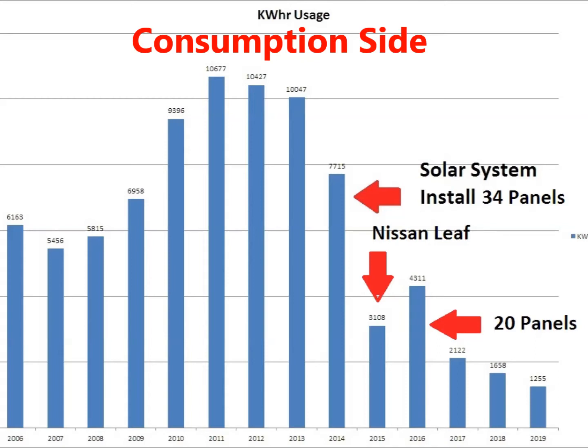In 2014, you can see, I put on a solar system of 34 panels, about the middle of 2014, and my energy usage dropped from 10,000 to 7,000. At the end of 2015, I bought a Nissan Leaf. At the end of 2015, you can see that I used 3,100 kilowatt hours, down from 10,000.